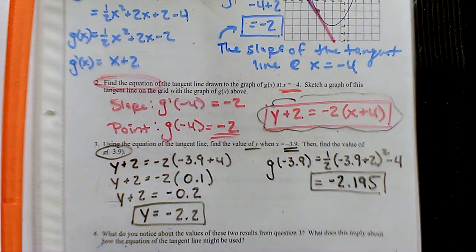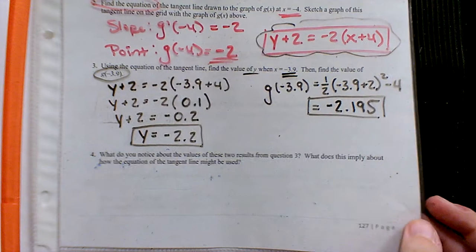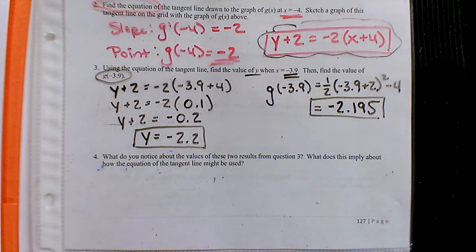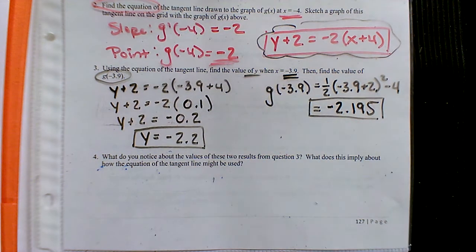All right, so let's take a look at 4. What do you notice about the values of these two results from number 3? We had 2 answers. What does this imply about how the equation of a tangent line might be used? We've been finding equations of tangent lines for a few days now, maybe a week or so. So I'm trying to get to the point of why we are doing this. Why is it useful to find the equation? Let's just tackle the first question.